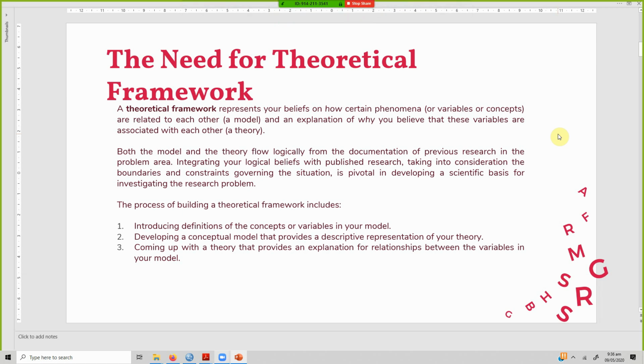The second part of theoretical framework is developing a conceptual model that provides a descriptive representation of your theory. So you provide a conceptual model that is focused on describing your theory. So what relationship do you expect? And why? The third thing is coming up with a theory that provides an explanation for the relationship between the variables in your model. Why do these relationships exist? What is your theoretical foundation for these relationships? We'll be looking at each one of them in detail.